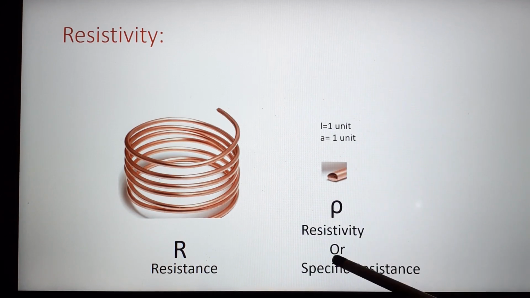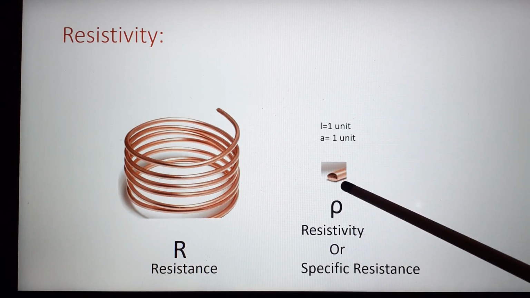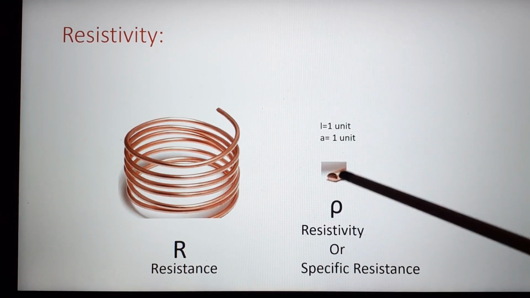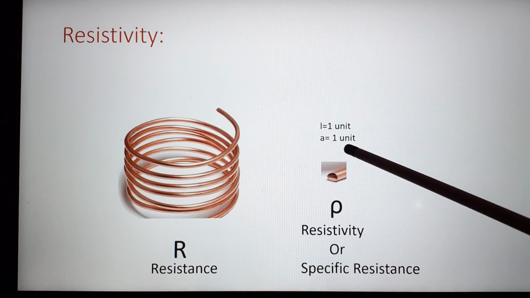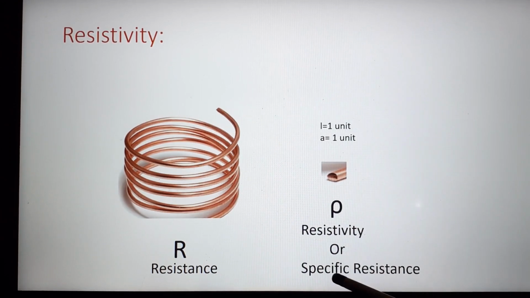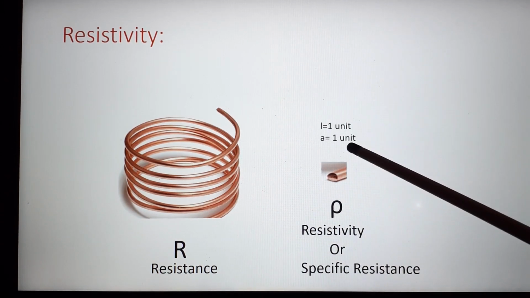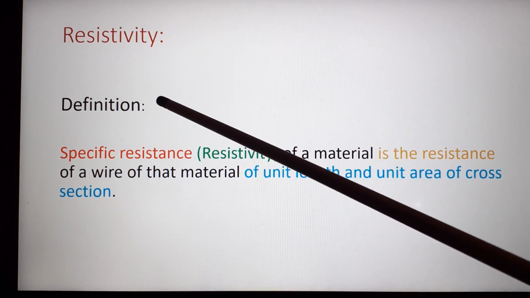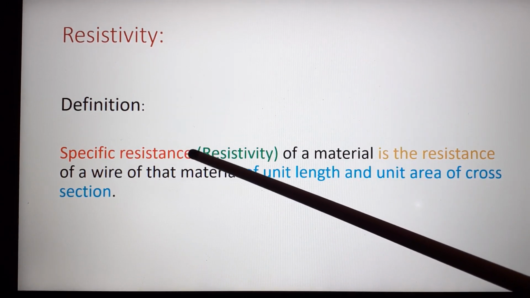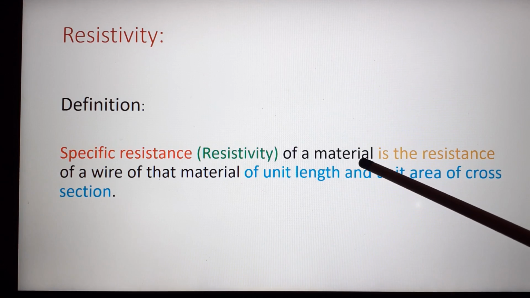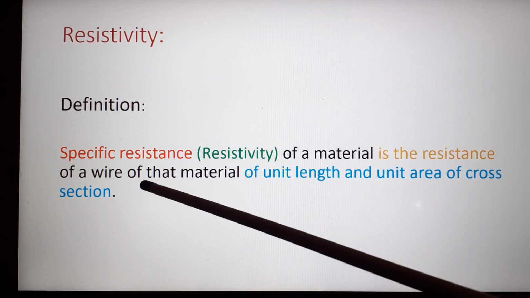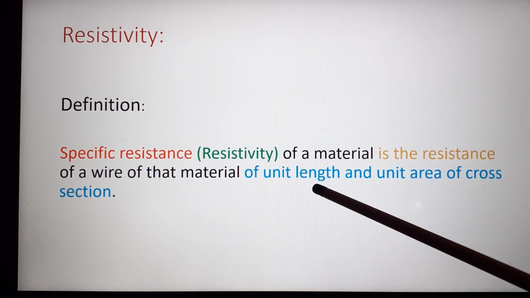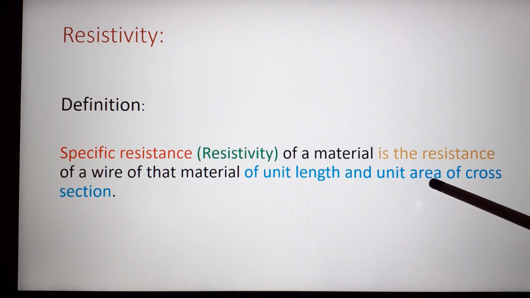So resistivity or specific resistance is nothing but the resistance of that wire which is of unit length and unit area of cross section. But we are calling it specific resistance because we are being specific about length and area. So according to the definition, the specific resistance or resistivity of a material is the resistance of a wire of that material of unit length and unit area of cross section.